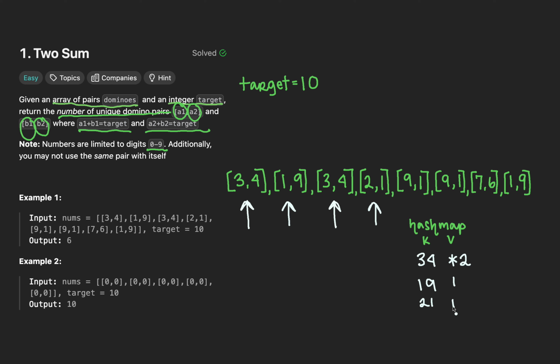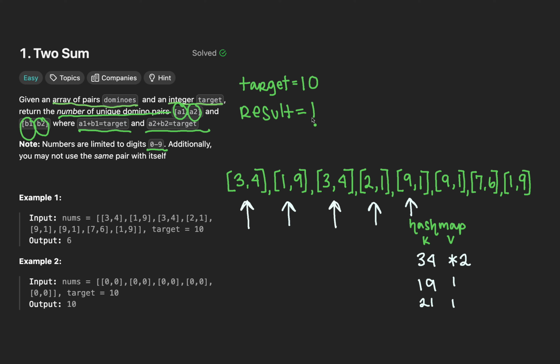We are now at the 9, 1 domino. Do we have a complement pair of 1, 9? Well, taking a look in our map, yes, we actually do. And we see that this has occurred exactly 1 time. Therefore, we found a valid pair. Let's go ahead and add this number to a count variable that we are going to return, called result.